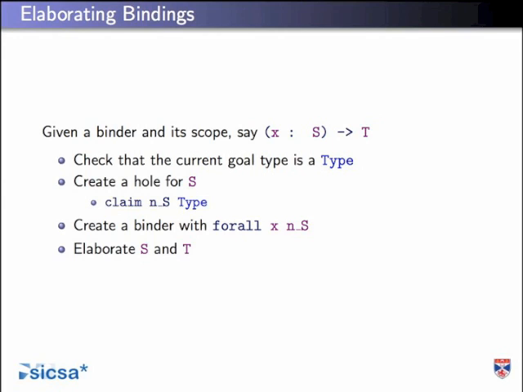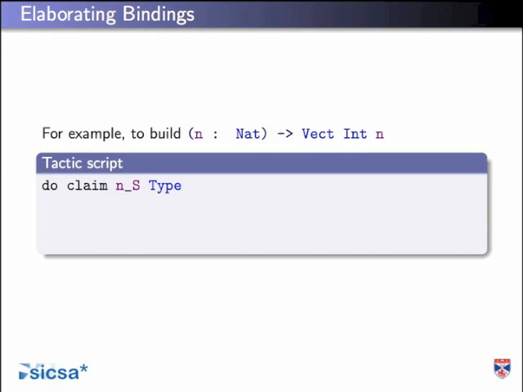We've invented some hole s. And then we'll make a binder, x of type s. And the next thing to do is just elaborate s and t recursively, and we'll hopefully get a valid type. So to build this application, just claim some s in type, make the binder, focus on that type and elaborate nat, and then, well, the next hole is going to be the scope of the binding, so let's just elaborate it.